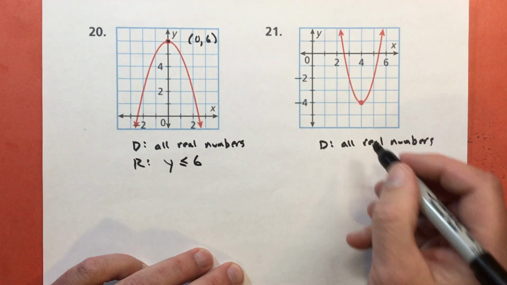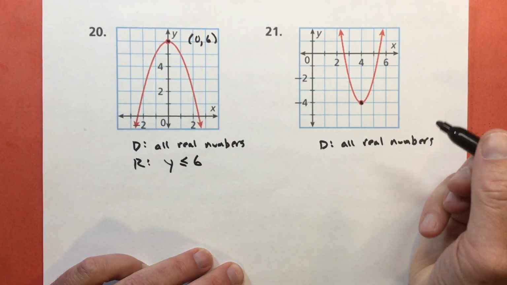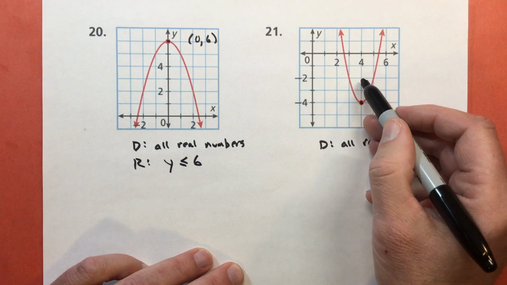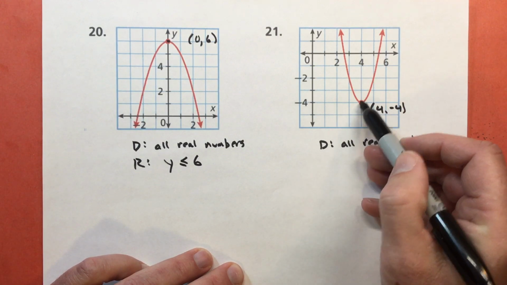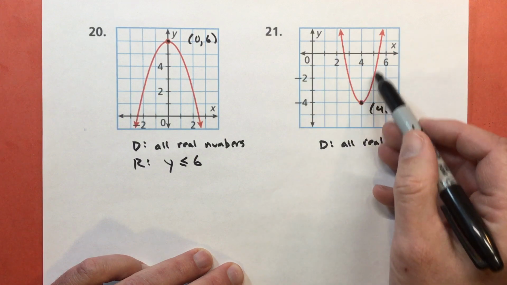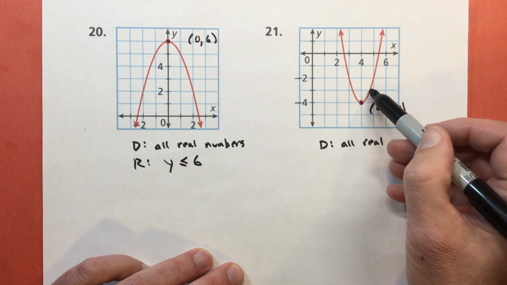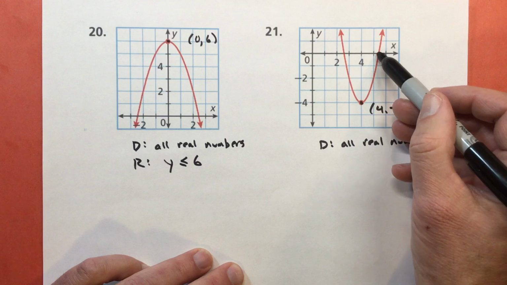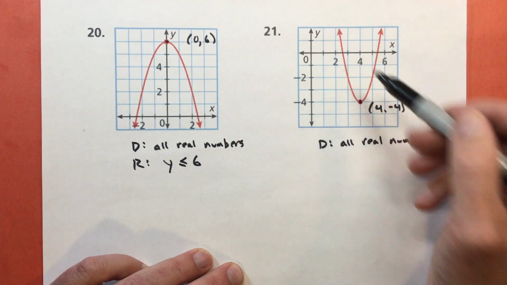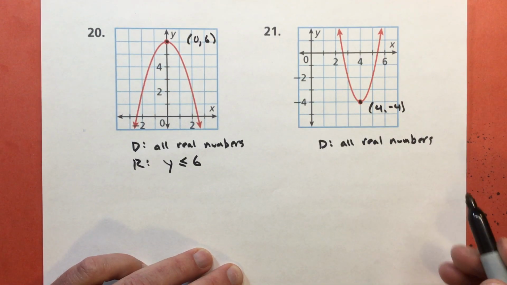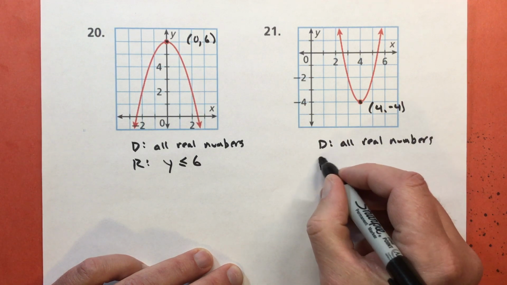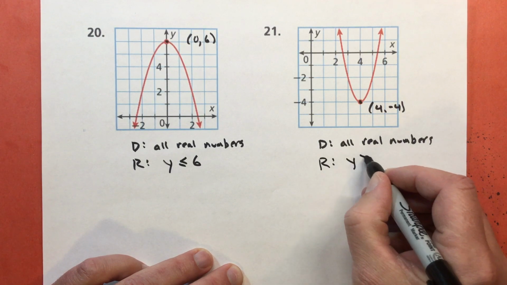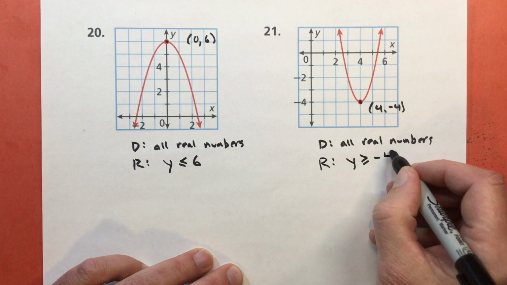For number 21, here's my vertex. My vertex happens to be 4, negative 4. And this one goes upwards, so all of my y coordinates, here's negative 3, negative 2, negative 1, 0, 1, 2. Same thing on this side. All my y coordinates are going to start at negative 4 and go higher. So my range, y, is greater than or equal to negative 4.